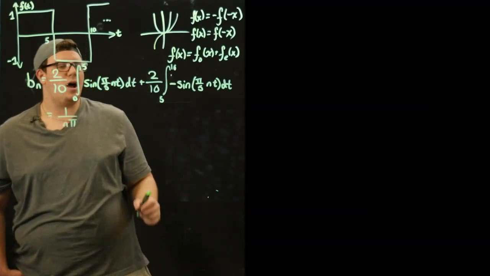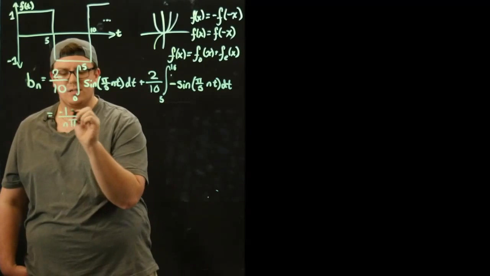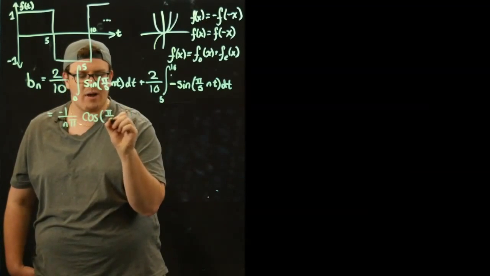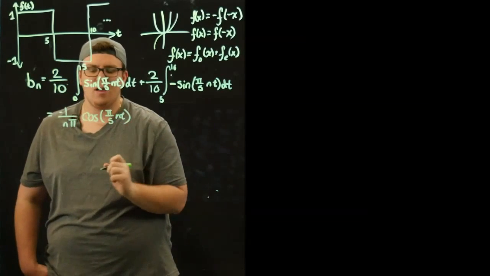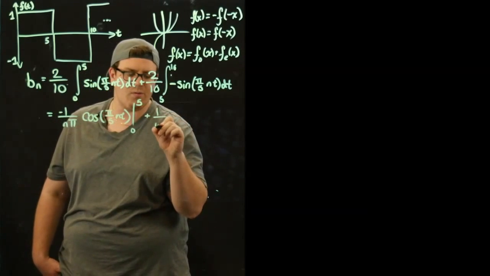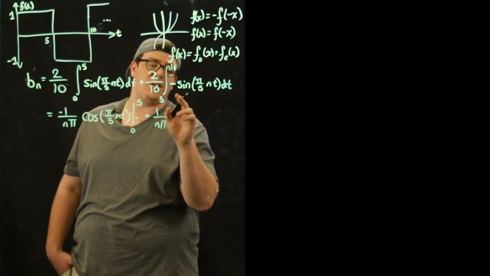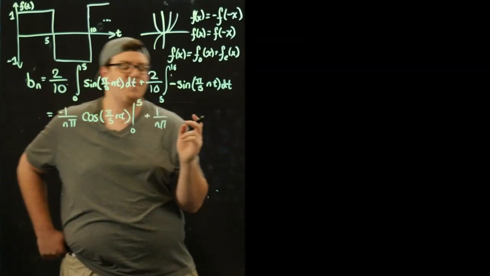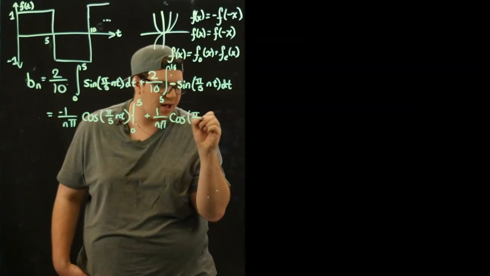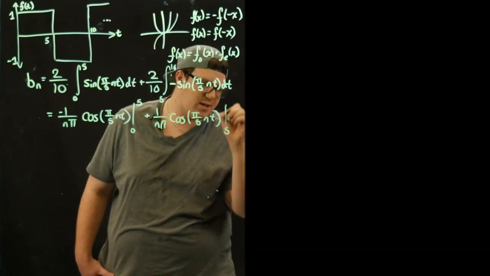And so when we integrate a sine, we end up with a negative cosine. So we have a negative 1 out there, and we're going to use cosine of pi over 5 nt, and we need to evaluate this from 0 to 5. And then over here, we're going to have another 1 over n pi, and we're going to have a negative. The integral of negative sine is actually positive cosine. So we end up with cosine here of pi over 5 nt, and we need to evaluate this one from 5 to 10.